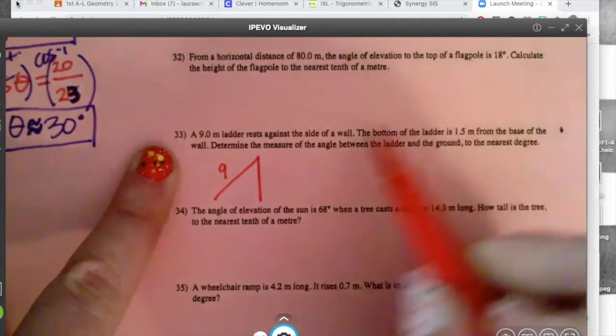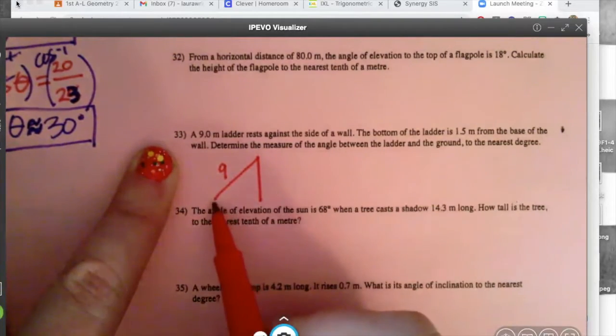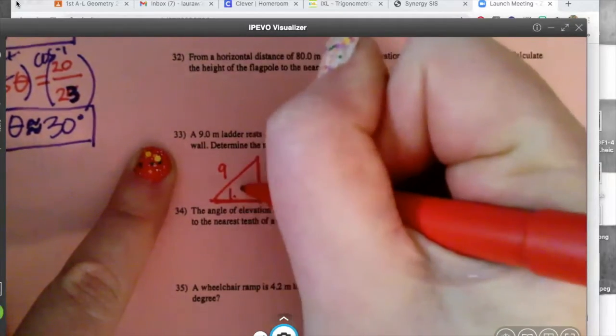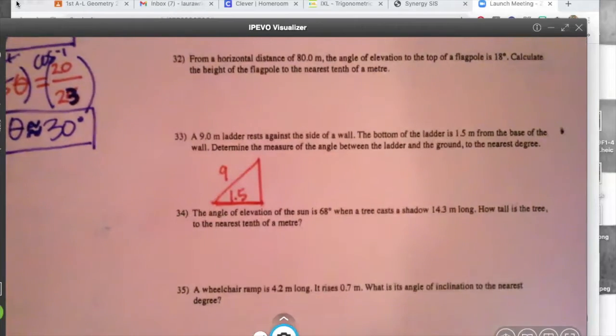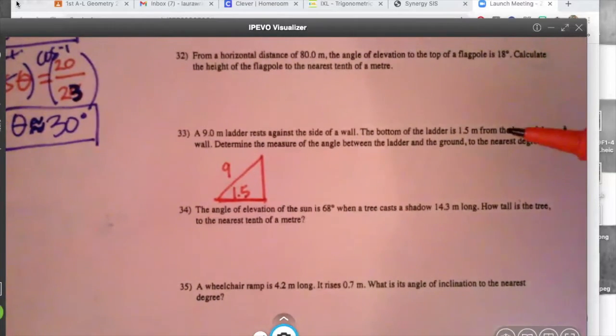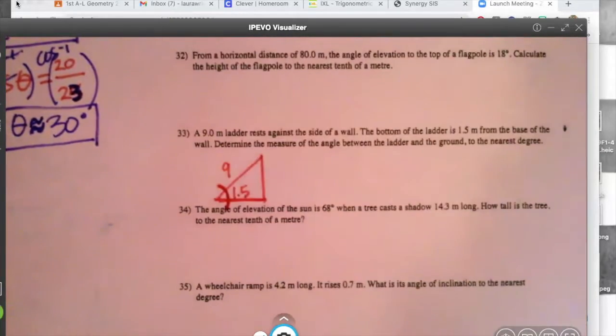And then it says the bottom of the ladder is 1.5 meters from the base of the wall. Well, that's going to be this ground down here, and it's 1.5 meters away. And it says determine the measure of the angle between the ladder and the ground. Well, the ladder meets the ground right here, to the nearest degree.